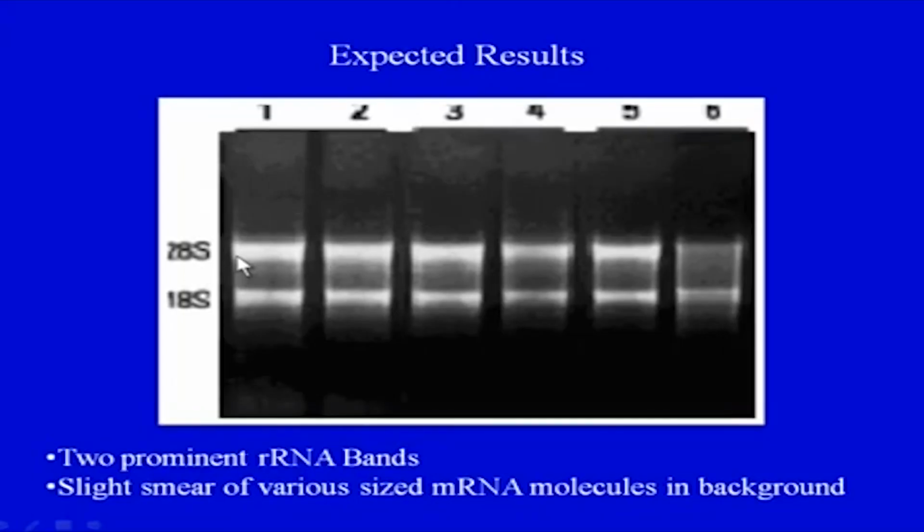RNA samples can be heated up to 65 degrees Celsius for 5 minutes prior to electrophoresis, and then run, and you can obtain the results in this form, where mostly you see two prominent rRNA bands, which are 28S and 18S RNA, and then there is a slight smear of various sized mRNA molecules in the background. So, this is how RNA electrophoresis can be done.